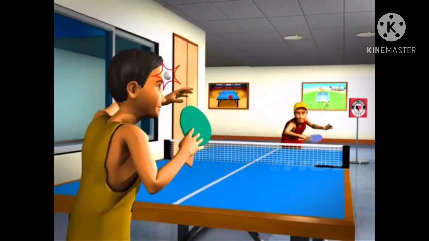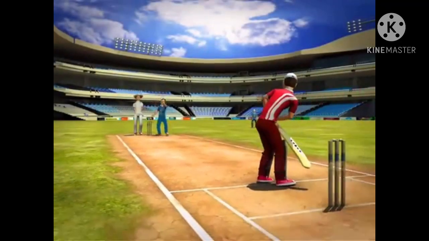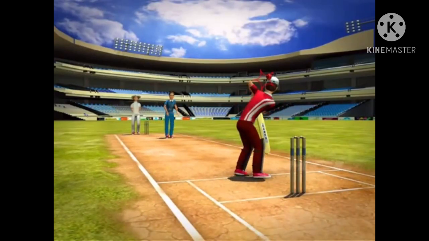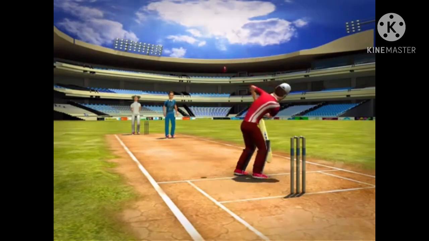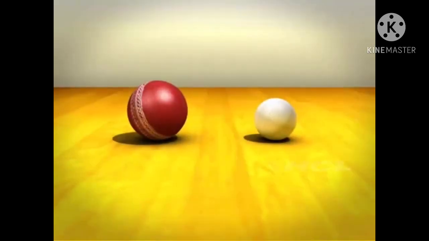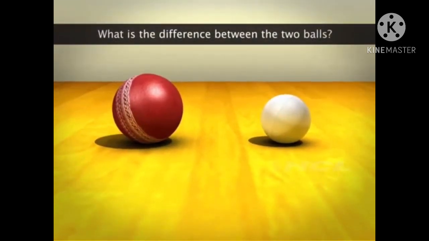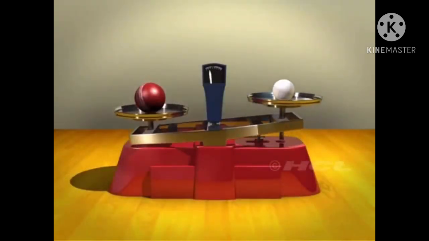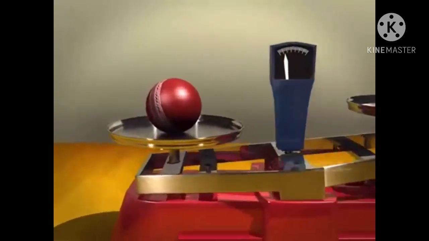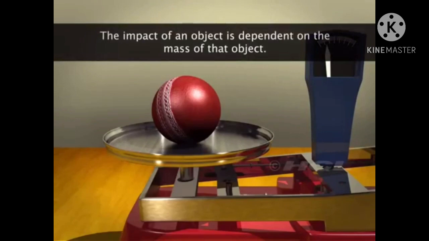A table tennis ball hit a player, but the player is not badly hurt. However, cricketers wear special gear to protect themselves from injury from fast-moving cricket balls. Why? What is the difference between the two balls? The cricket ball is heavier than the tennis ball. We can conclude that the impact of an object is dependent on the mass of that object.